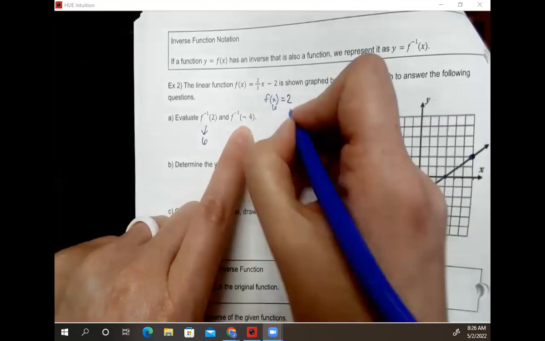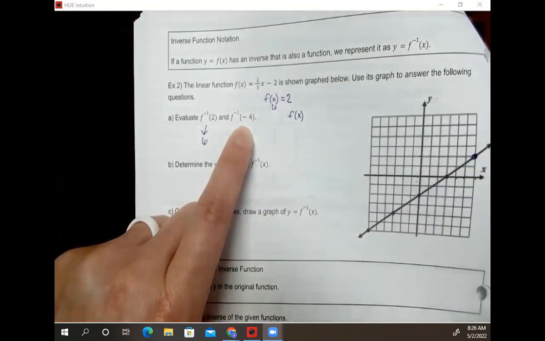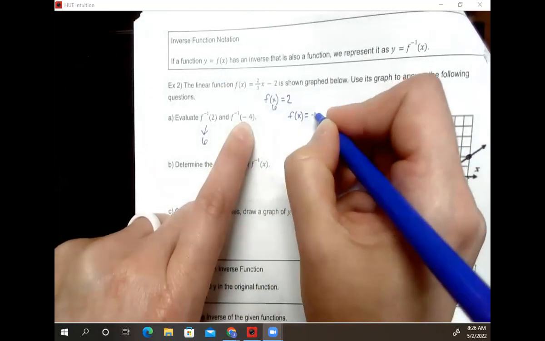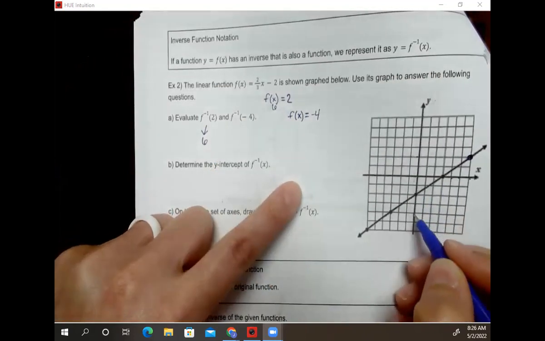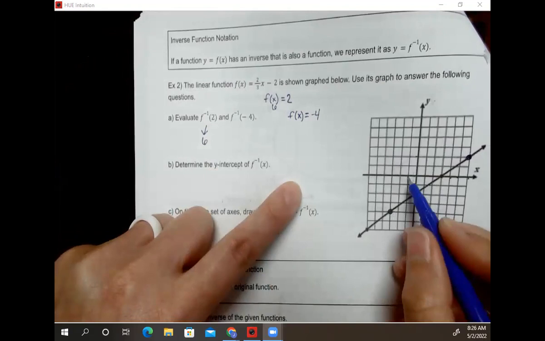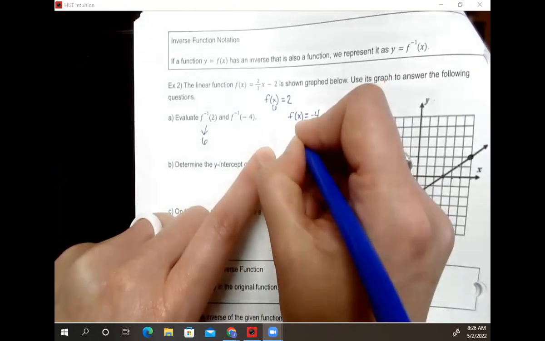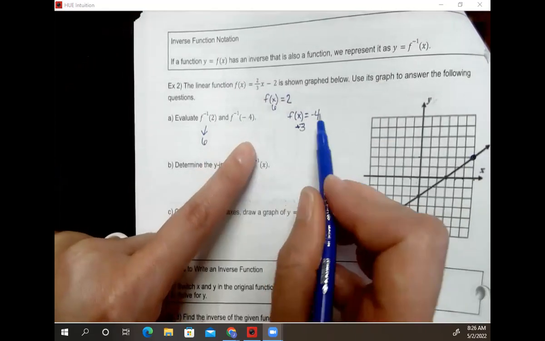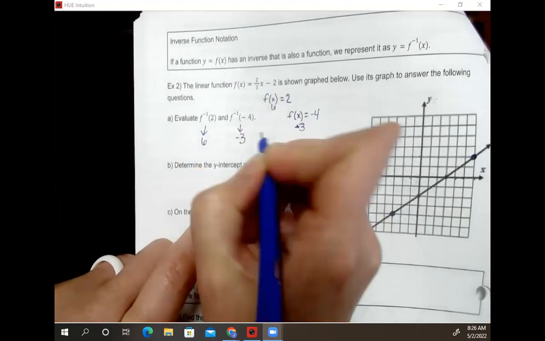And the same is true here. If I look at the original function, because that's what I have graphed here, I don't have the inverse graph. If I look at the original function, I know that its y value would be -4. So when my y value is -4, that would be right here. That's 1, 2, 3, -3 on the x. Oops, -3. So for my inverse function, remember we swapped these. So f of -4 would equal -3.